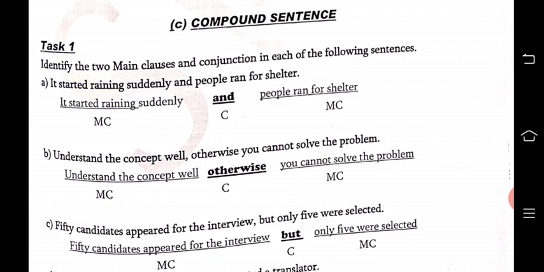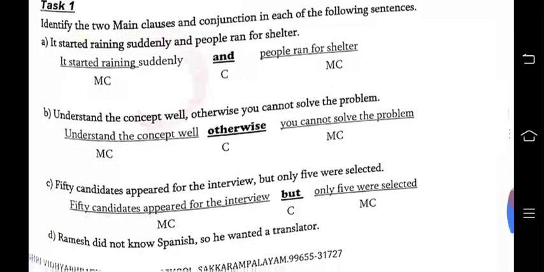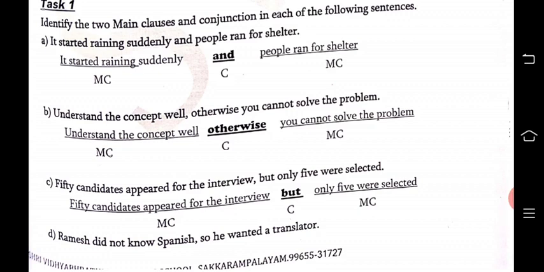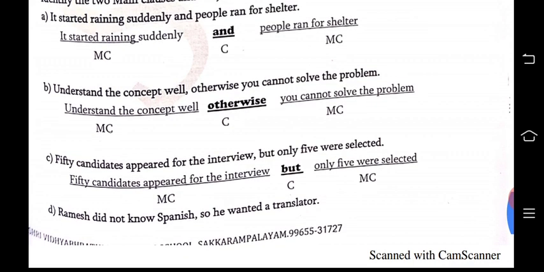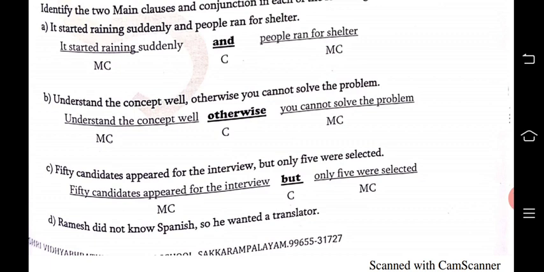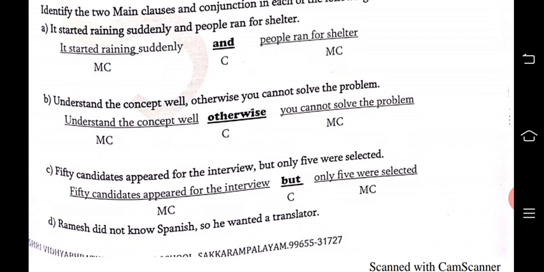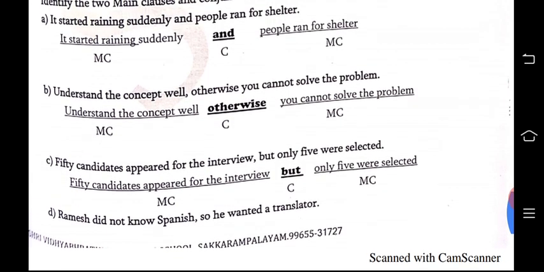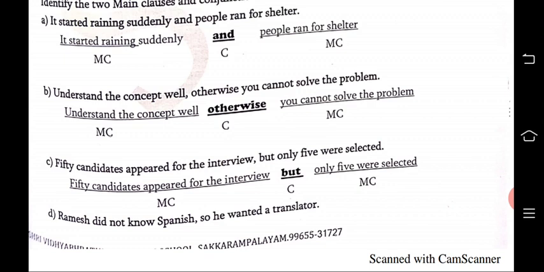A compound sentence should have two main clauses and one coordinate conjunction or correlative conjunction. It started raining suddenly and people ran for shelter. So see the sentence properly. It started raining suddenly: main clause. People ran for shelter: again a main clause. And "and" is a coordinating conjunction which links them together. So here there are two main clauses, and the role of the coordinating conjunction is to link the two main clauses. Then, understand the concept well, otherwise you cannot solve the problem.